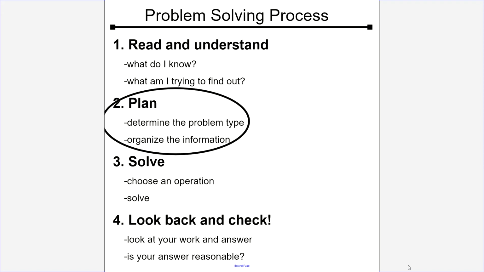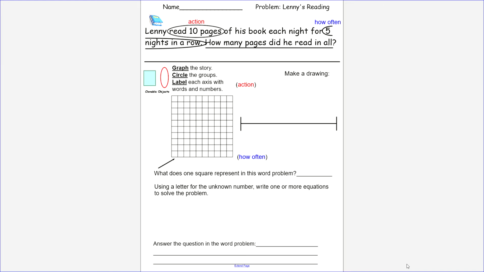Now it's time to go to step 2. We're going to determine the problem type, although today we know it's repeated addition because that's what we're solving, and we're going to organize our information. We're going to go ahead and start with our number line. And like we talked about earlier, we'll start specifically by thinking about what the action and the time, or how often it's happening, is. We talked about how the action is pages read, or he's reading pages. So that's the action, and we know that this is happening each night. So our time is nights.